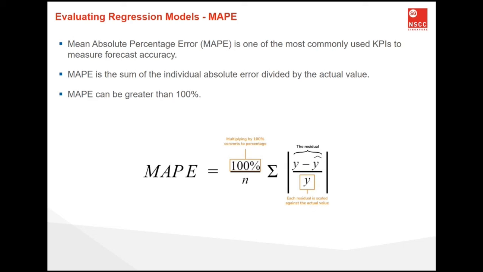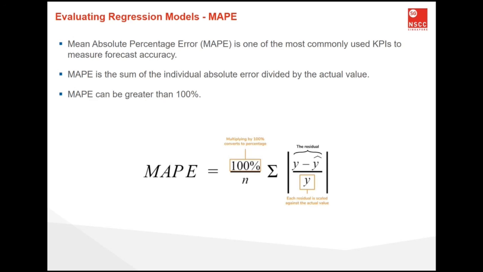Finally, we have mean absolute percentage error. This is one of the most commonly used KPIs to measure forecast accuracy. Mean absolute percentage error is the sum of the individual absolute errors divided by the actual value. It is the average of the percentage errors. The advantage of MAPE is that it is expressed as a percentage, which is scale independent and can be used for comparing forecasts on different scales. Therefore, it is easy to explain to stakeholders.